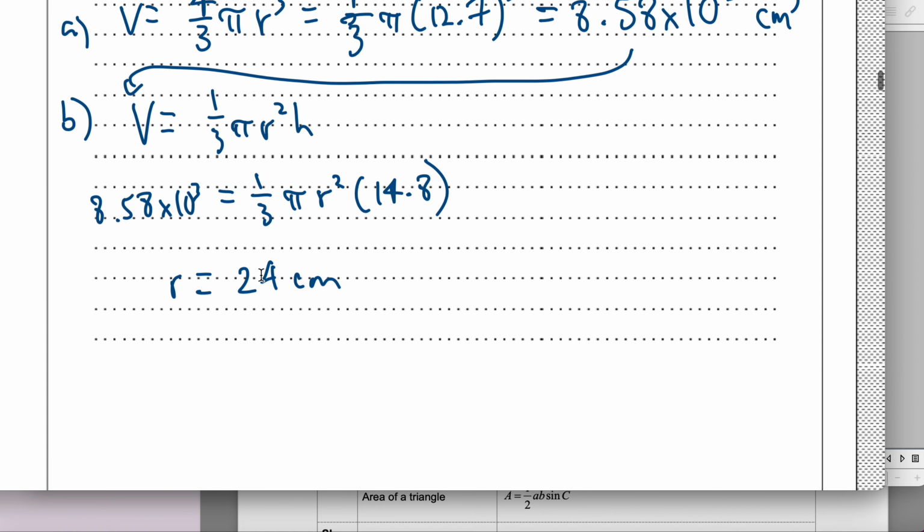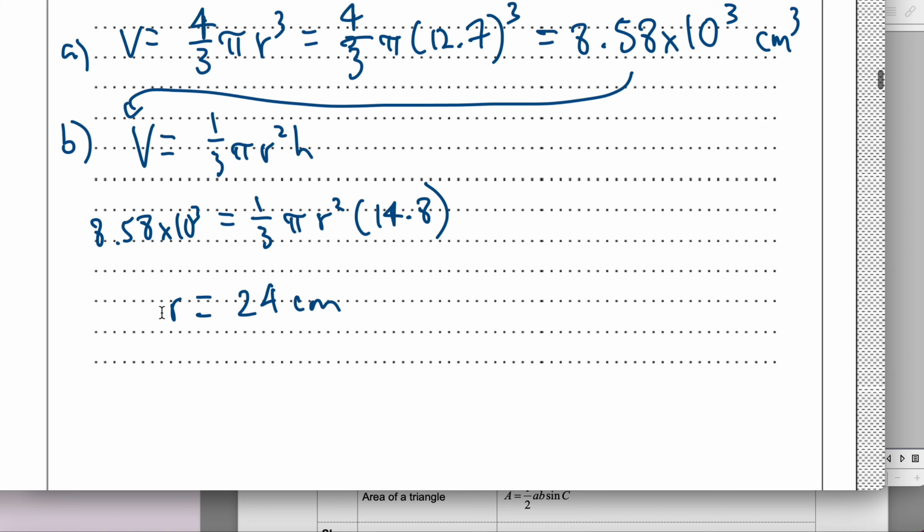If you feel uncomfortable, by all means, show more work from going from this step to the next one, and I'll just leave that for you to do. Okay, so that's number 1.